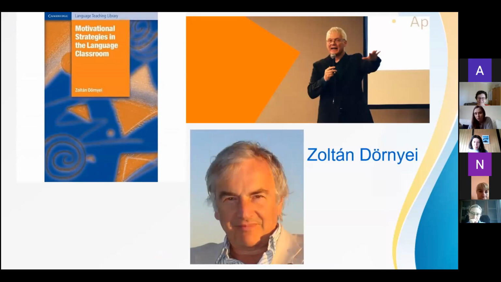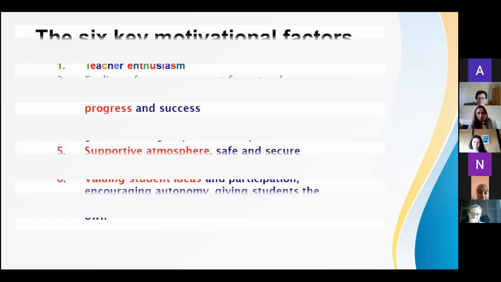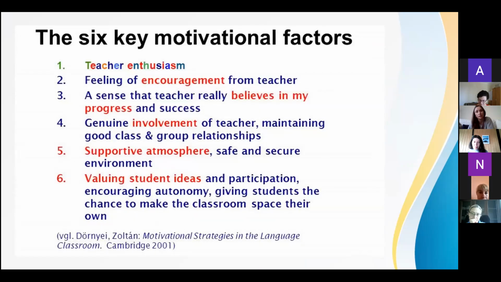Well, and also there was the presentation of Ken Wilson, which inspired me to prepare this presentation of mine. So there are six key motivational factors for our learners according to Zoltán Dörnyei. It's our enthusiasm, as you mentioned, feeling encouragement, like Ludmila said, that the teacher supported her, and then the teacher believes in the progress and success. No matter what, we're all different. We need to believe in our learners' success.